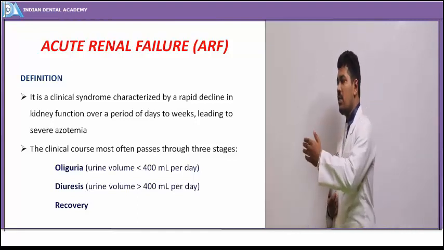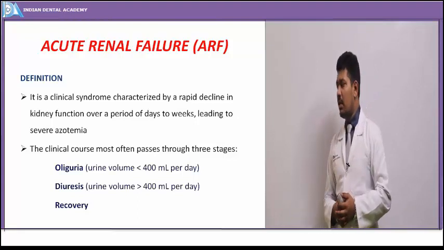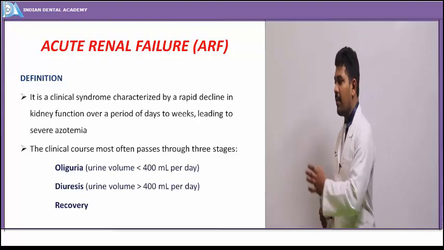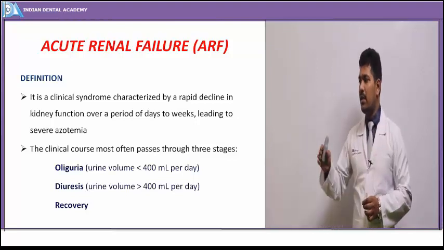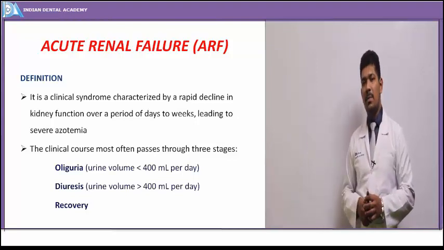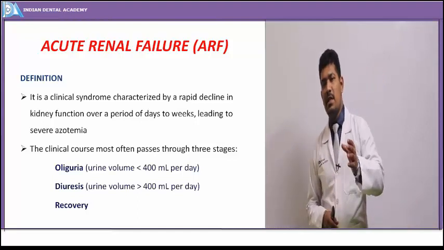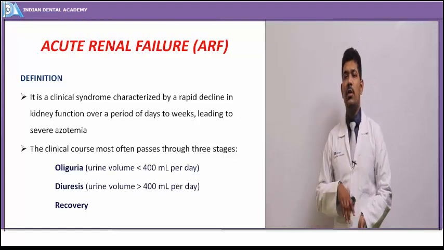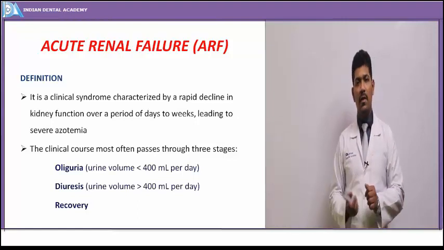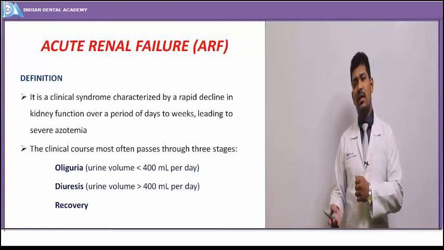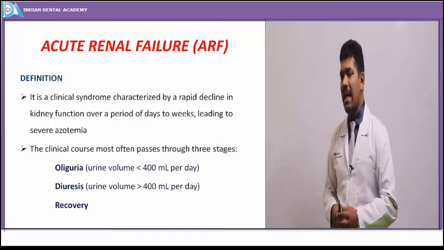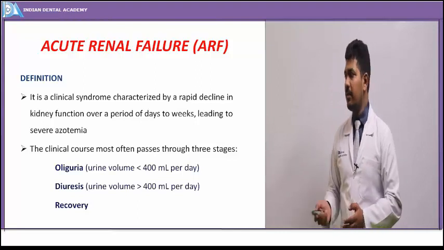So the clinical course is a three-pronged course wherein it passes through three different stages. The first stage is oliguria, wherein the urine volume is less than 400 milliliters per day, which is the first stage of any acute renal failure patient, followed by diuresis, wherein the urinary volume reverses itself. That is, there is a greater amount of urinary output, more than 400 milliliters per day. And finally, there is a recovery stage.